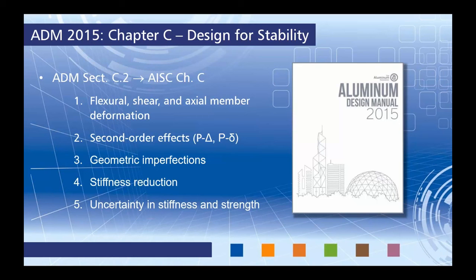Now, the other three options, geometric imperfections, stiffness reduction, and uncertainty in stiffness and strength, I'll go through those in more detail in a couple minutes.